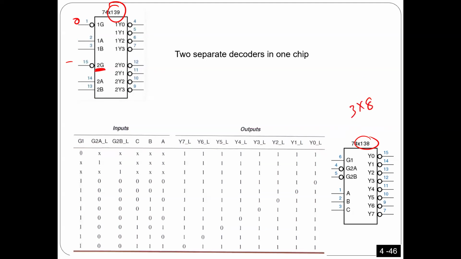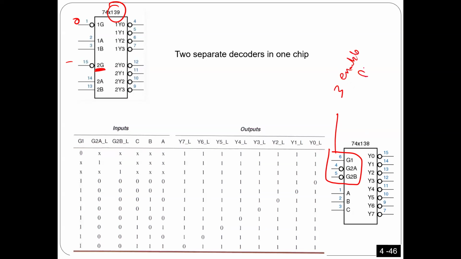This is a 3 to 8 decoder. The 3 inputs are here: A, B, C, which are pin number 1, pin number 2, pin number 3. And we have 8 outputs, as you see here, and these outputs are active low. On top of that, it has three enable pins.